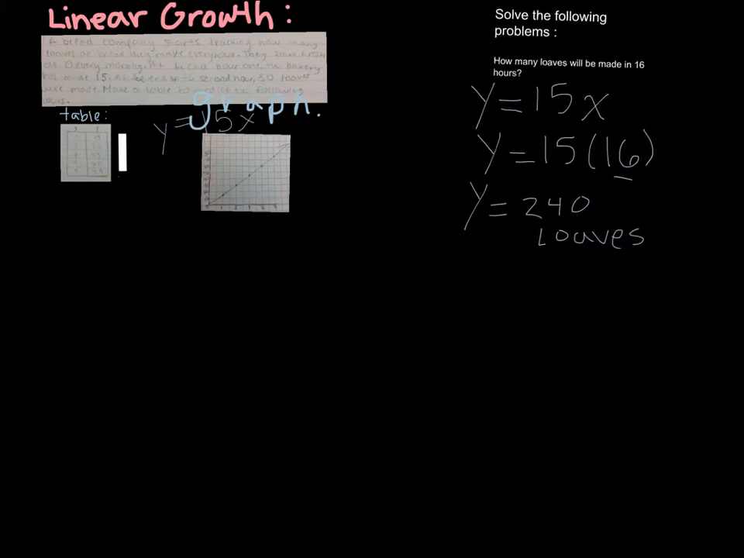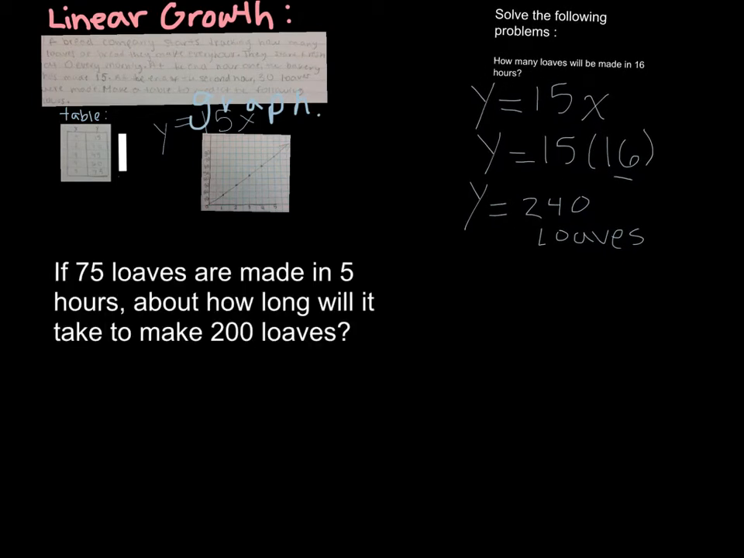Now on to our next problem. This problem reads, if 75 loaves are made in 5 hours, how long will it take to make 200 loaves? For this, we can use the y equals 15x explicit equation again. We would just have to input our known y value instead of our known x value. So that would make it 200 equals 15x.